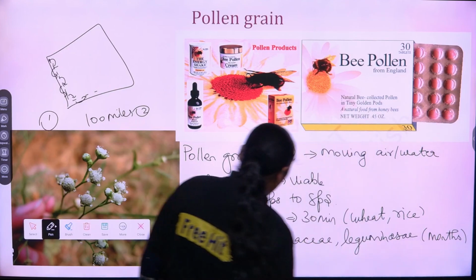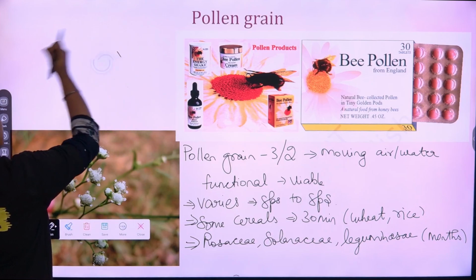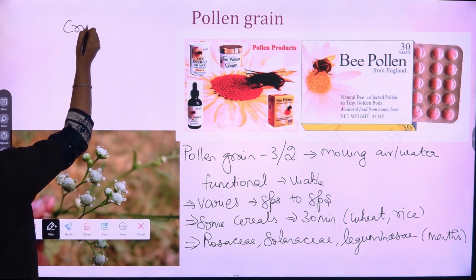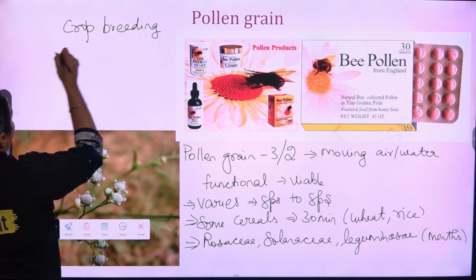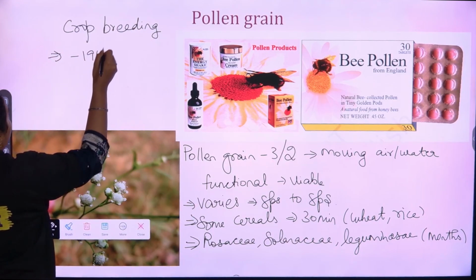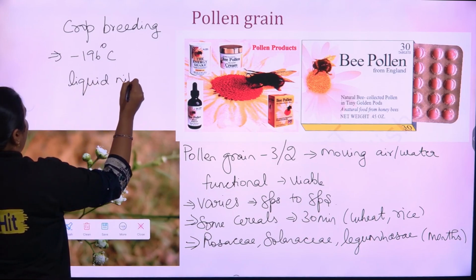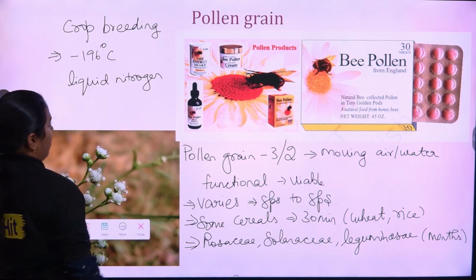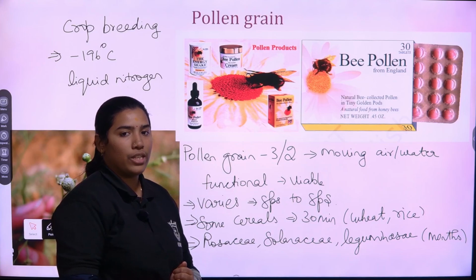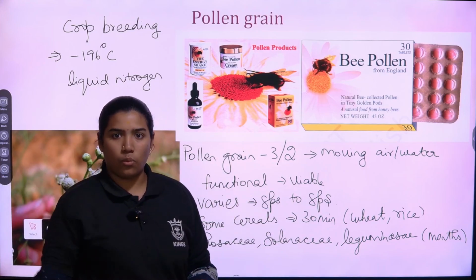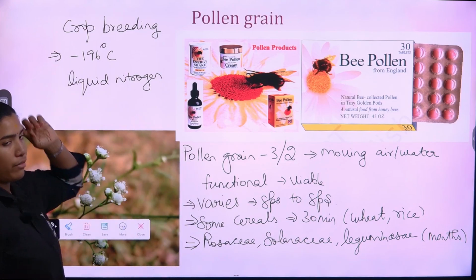And there are also crop breeding programs, where the pollen grains are stored at minus 190 degrees Celsius in liquid nitrogen. For example, a plant has very good properties. They collect the pollen grains from the plant, store them at minus 190 degrees Celsius, and they can use them in the place they want, or after some years. So in liquid nitrogen, we can store them literally for a longer time.